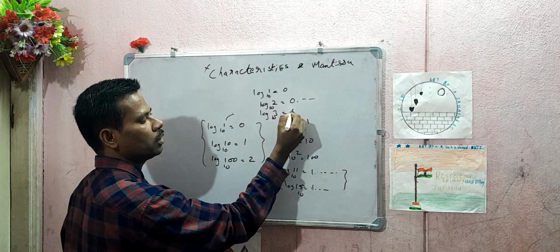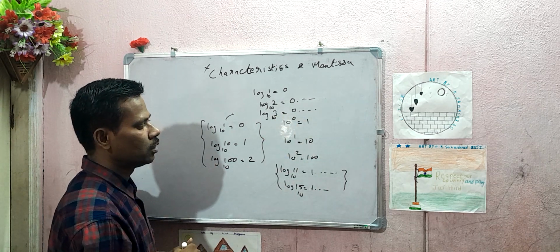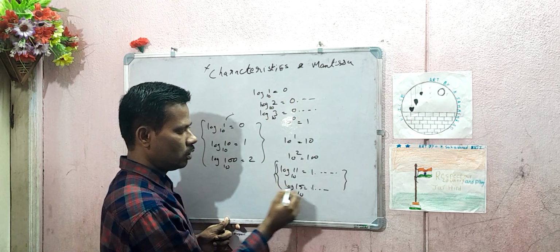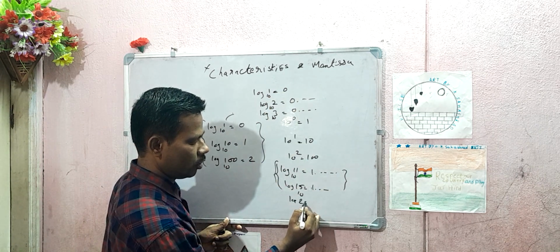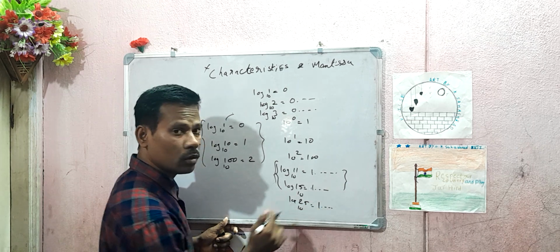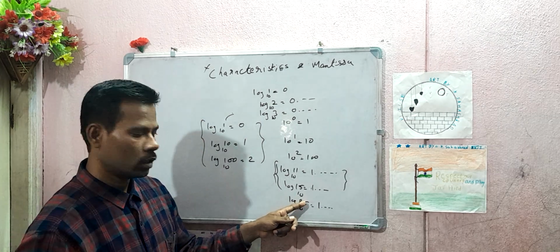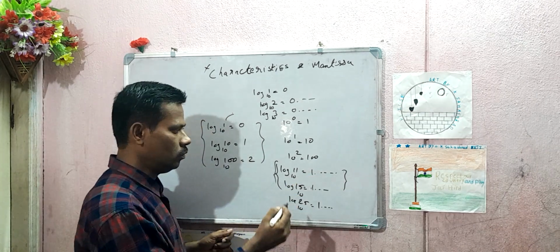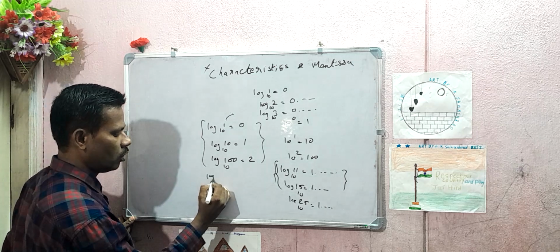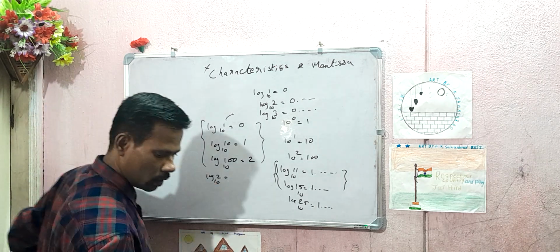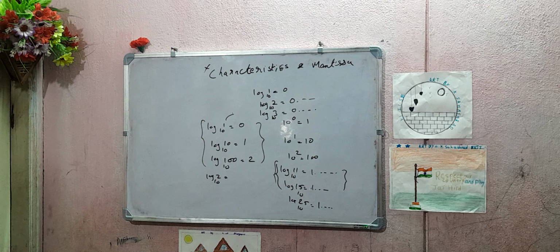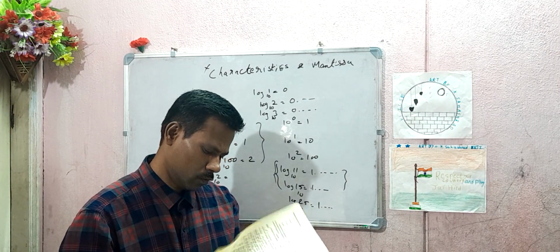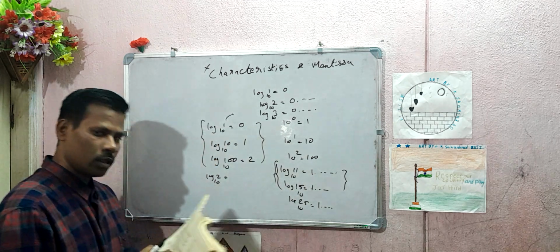Logarithm of 3 to the base 10 is 0 point something. So from this, observe this pattern carefully. Logarithm of 25 to the base 10 is 1 point something, for a 2-digit number. And one more thing: suppose log 2 to the base 10, just taking an example, this value is 0.3010.